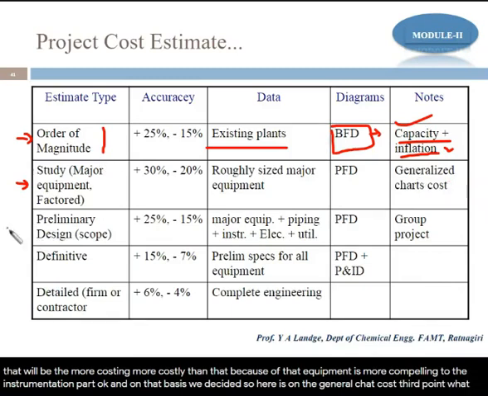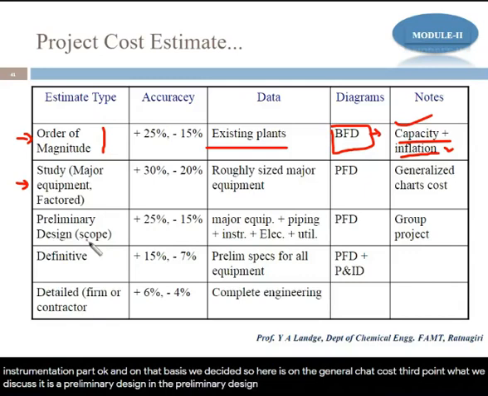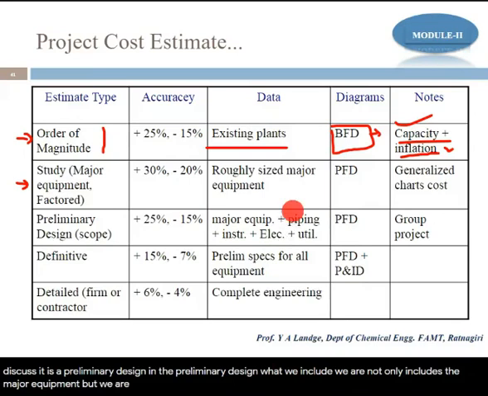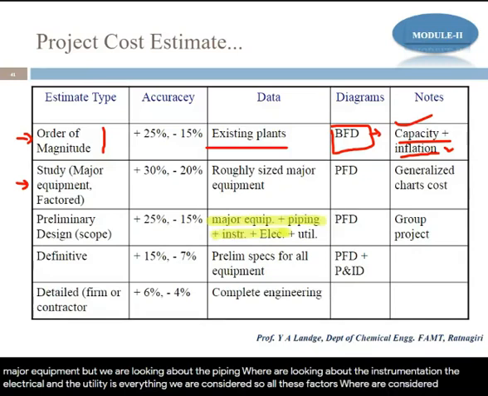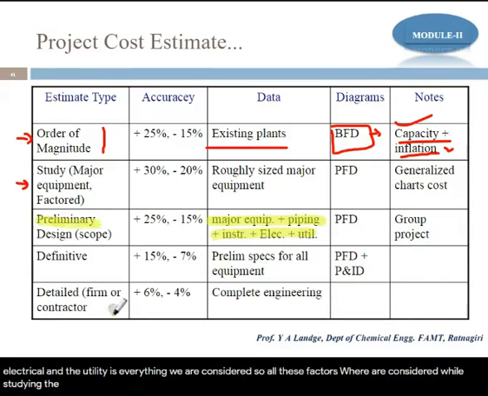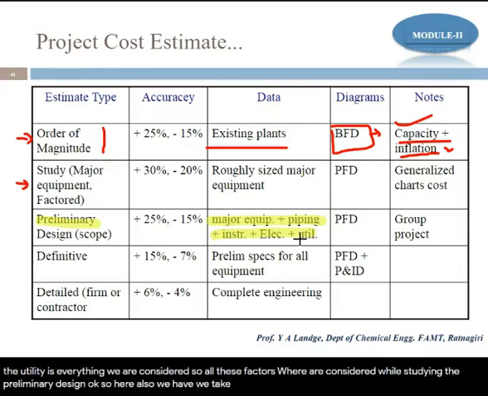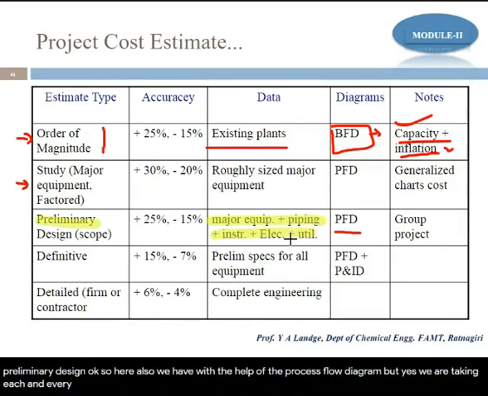Third point we discuss is the preliminary design. In the preliminary design, we include not only the major equipment, but we also look at the piping, the instrumentation, the electrical and the utilities; everything we consider. So all these factors we consider while studying the preliminary design. Here also we take the help of the process flow diagram, but we take each and every factor of it for calculating the project cost.